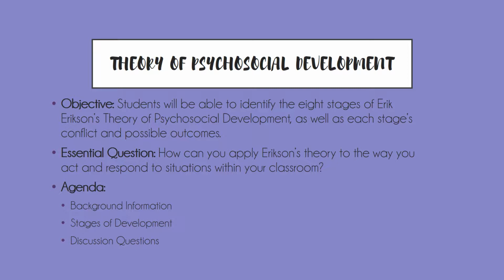Alright, so our objective today is to be able to identify the 8 stages of Erik Erikson's theory of psychosocial development, as well as each of the stages' conflicts and possible outcomes. We want to think about how we can apply Erikson's theory to the way we act and respond to situations within our own classroom. We'll take a look at some background information about Erikson. We'll go through the stages of development, and then I will give you your discussion questions.